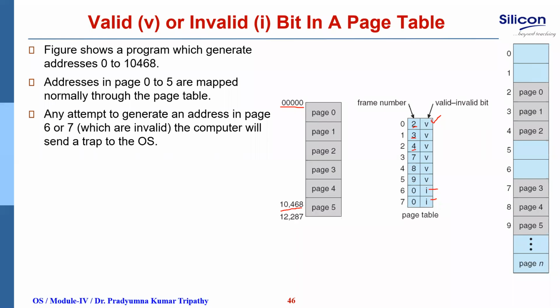Understood? So the valid or invalid bit is set with each of the pages in the page table to know which page is valid and which page is not. If it is not currently present, it will be invalid over there.